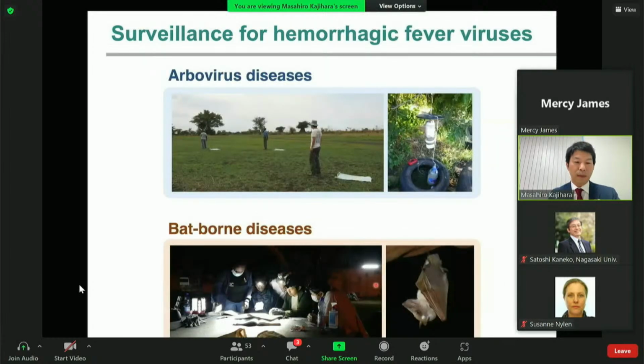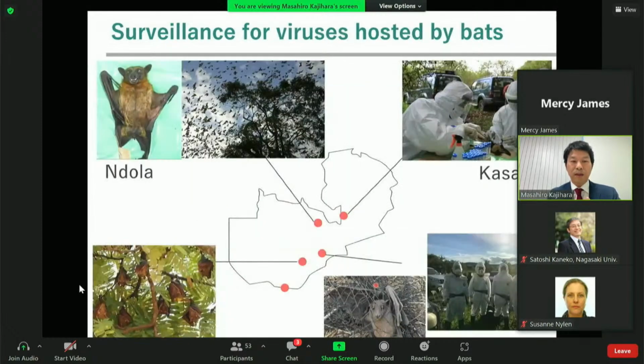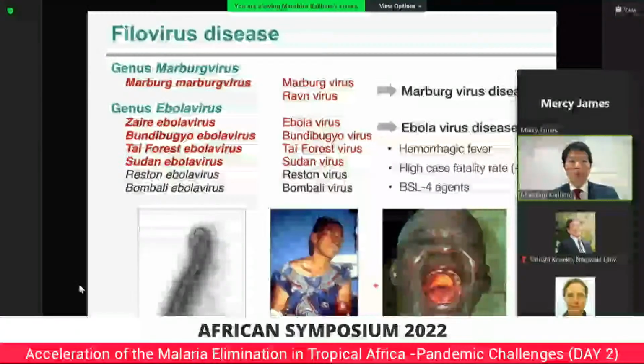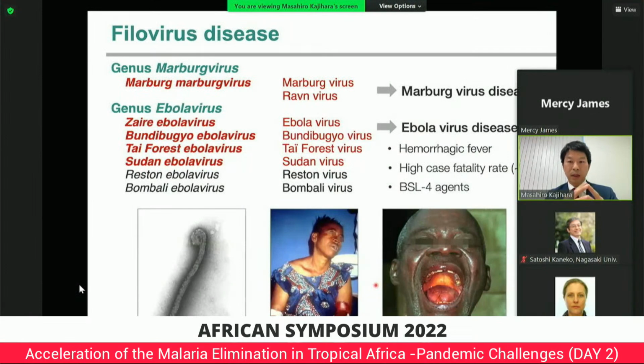Next, I want to talk about the filovirus disease study. We have conducted surveillance in different areas in Zambia, but the major target of our study is filovirus disease. Filoviruses include Marburg virus and Ebola virus, and both can cause severe hemorrhagic fever in humans, like Marburg virus disease and Ebola virus disease.